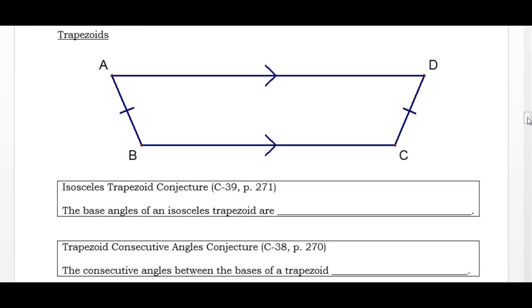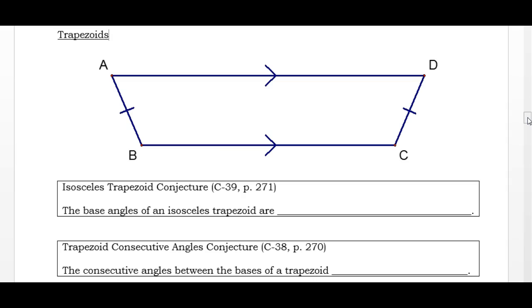The first shape, trapezoids. We should know a trapezoid has two parallel sides. The other sides could be congruent, they don't have to be, but it does have to have two parallel sides. So I see AD parallel to BC, I know this is a trapezoid.